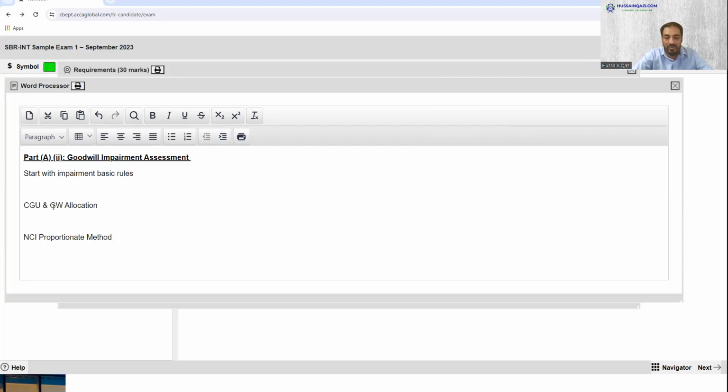In this case, the NCI proportionate method, where we need to gross up the goodwill to identify the carrying amount. So here, if you work out the basic impairment rule, you will get 1 mark. CGU and goodwill allocation point, you will be able to get 2 marks. And if you mention the complication of the NCI proportionate method with the grossing up, you will be able to get 2 marks.